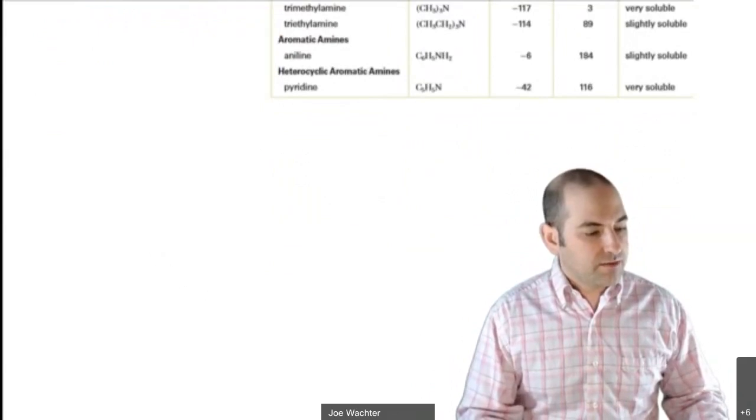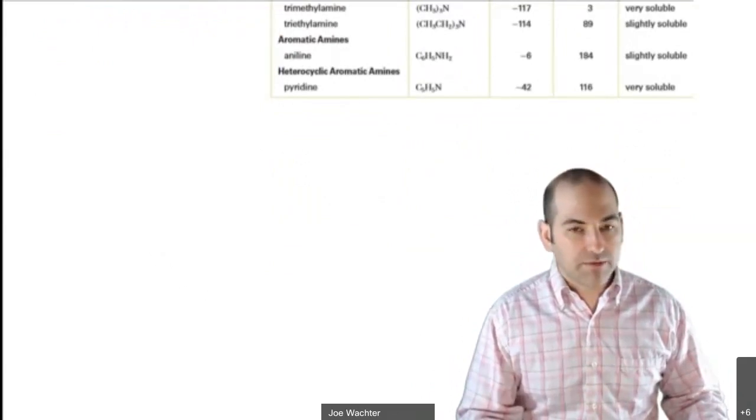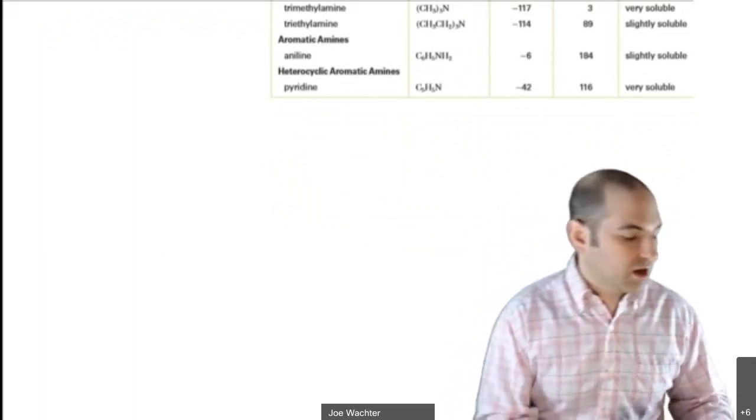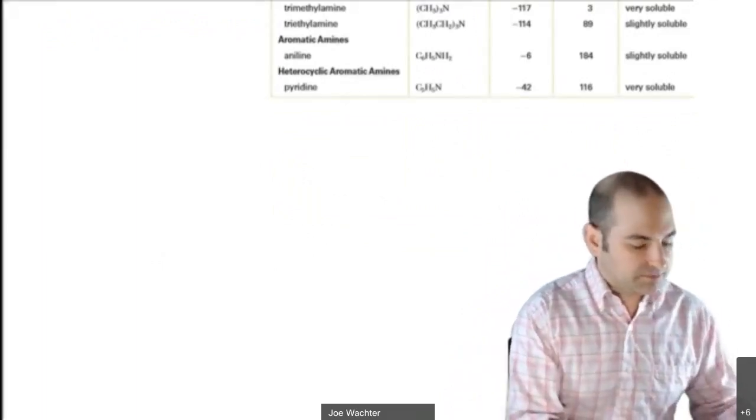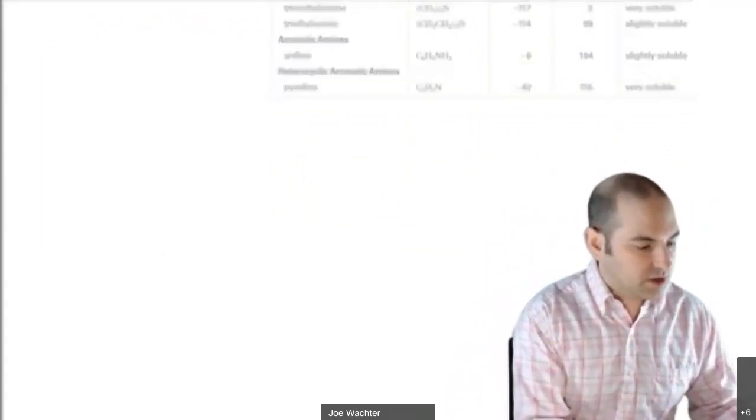And then the other important part, not really physical properties but chemical properties of amines, is their acid-base properties. So let's again take a look at those from the book here.